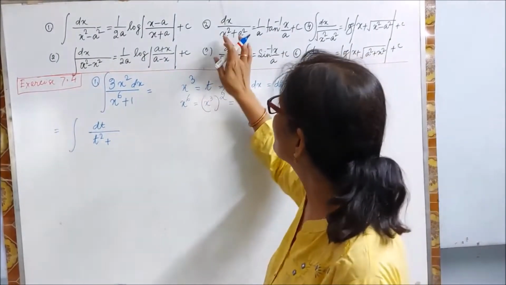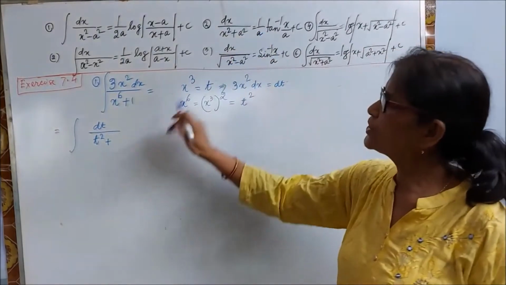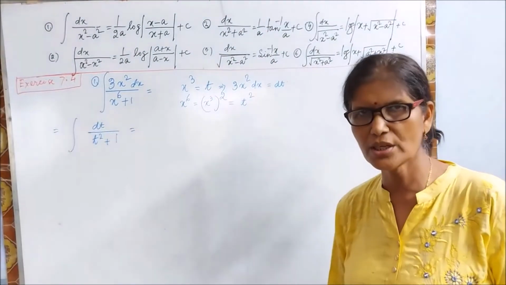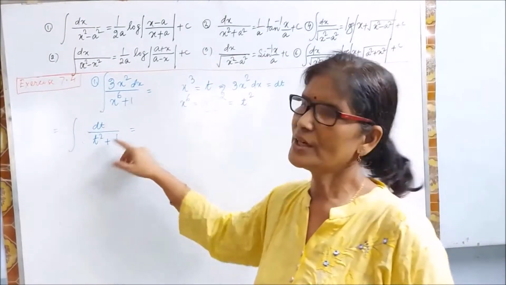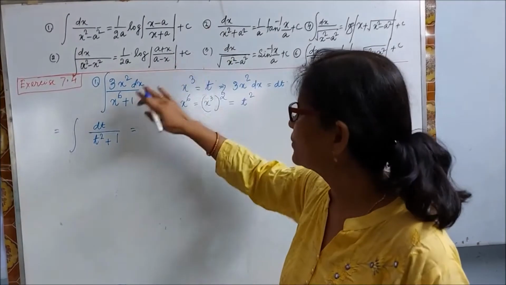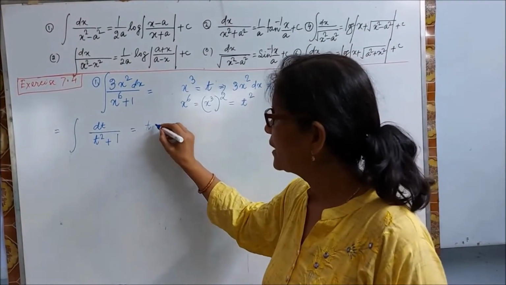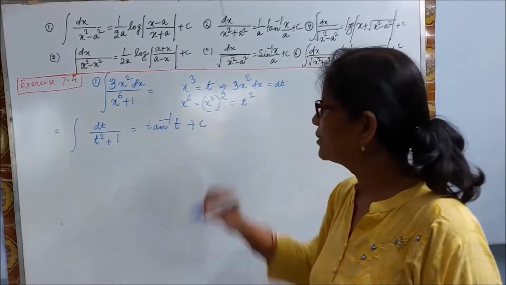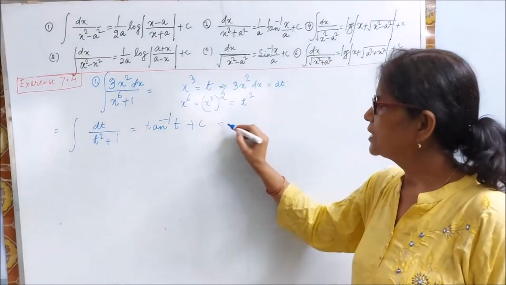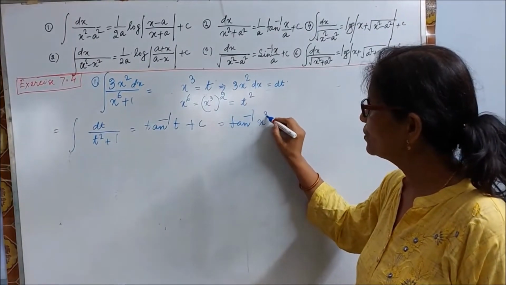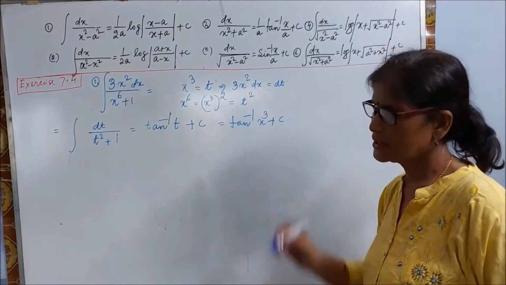If we put the formula, it will be t square plus 1 square, and you know that this is the direct formula: 1 plus t square integration is tan inverse t. So it is the most simple one, no need of thinking that also. So tan inverse t plus c. Now replace t, how much it is? So this will be tan inverse x cube plus c is the answer.